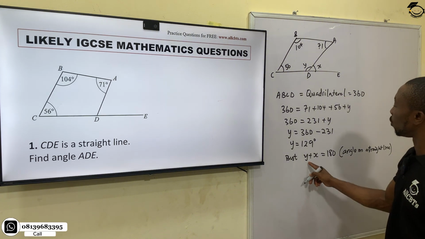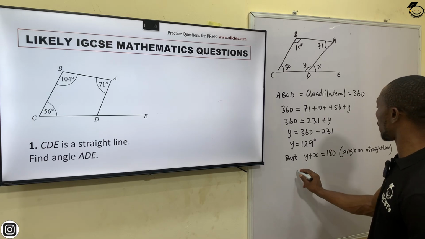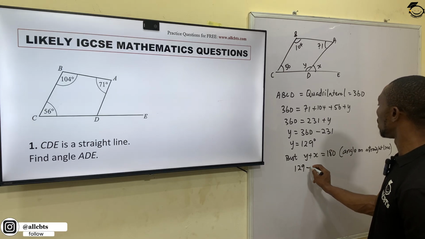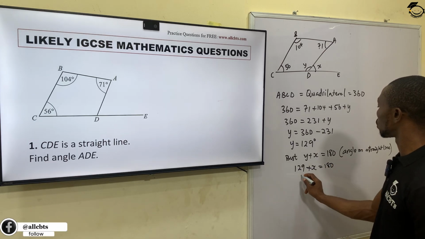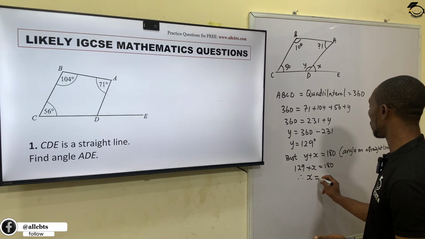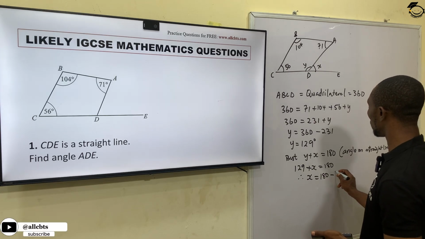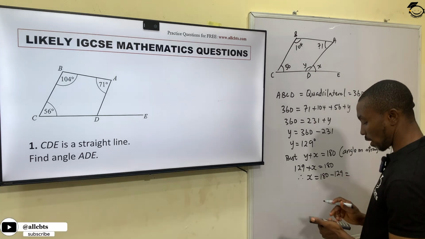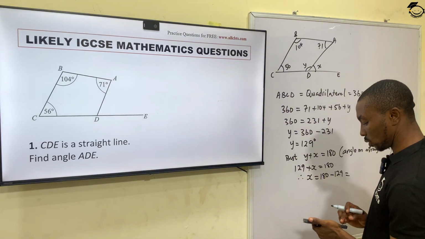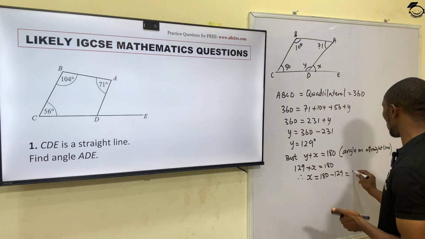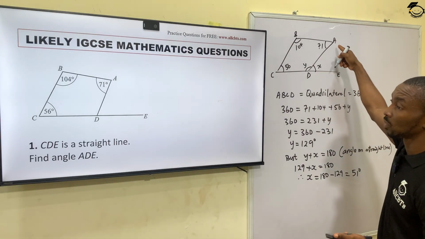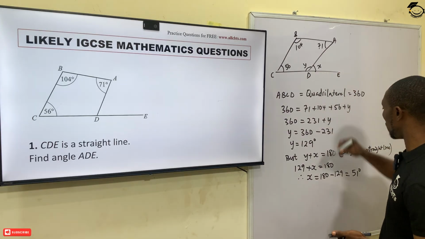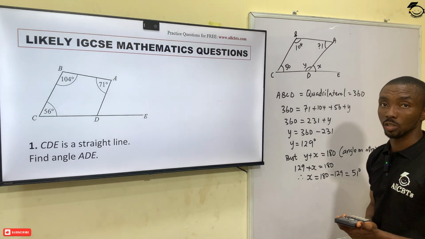Now, knowing the value of Y to be 129, this will be 129 plus X equals 180 degrees. So therefore, X equals 180 minus 129, which leaves us with 51 degrees. So the value of X, which is our angle ADE, would be 51 degrees.